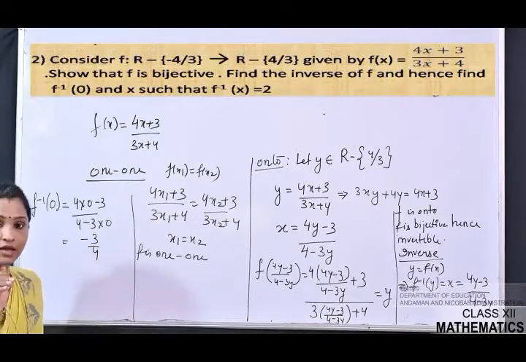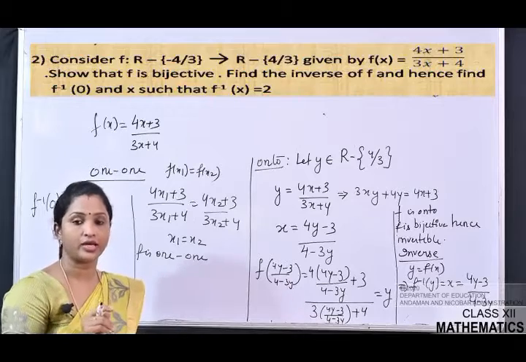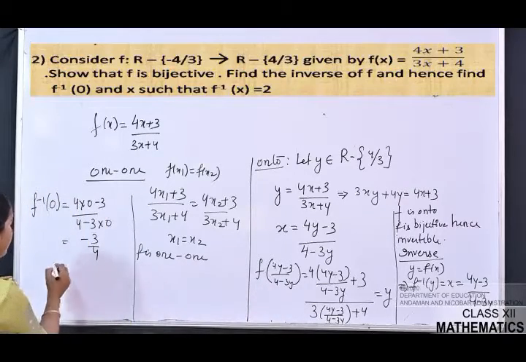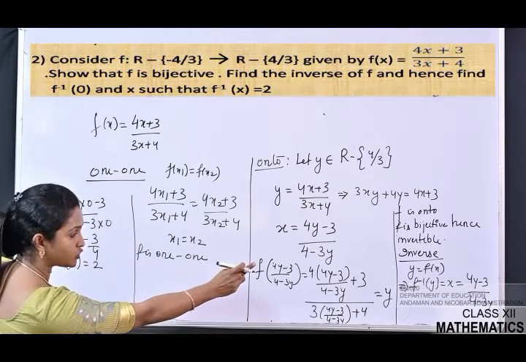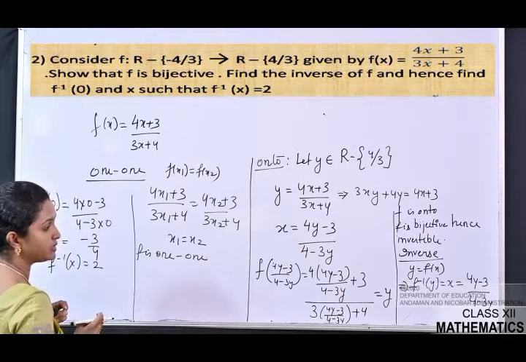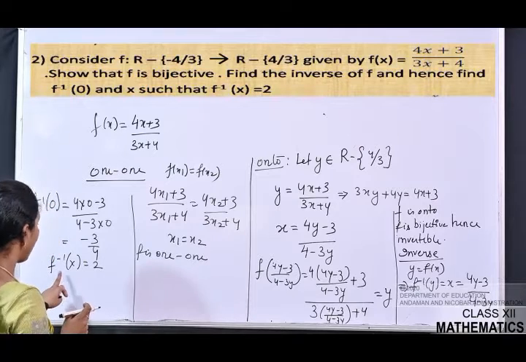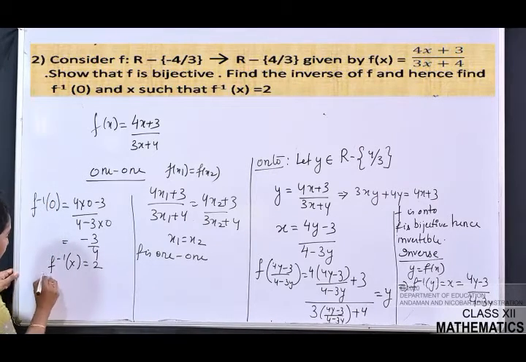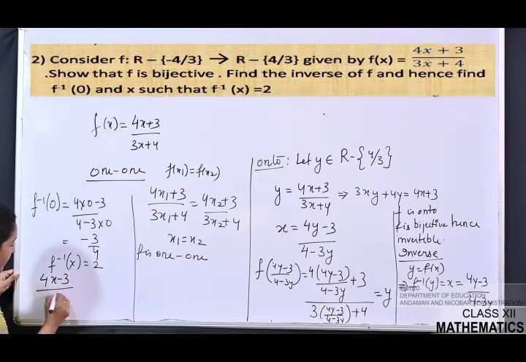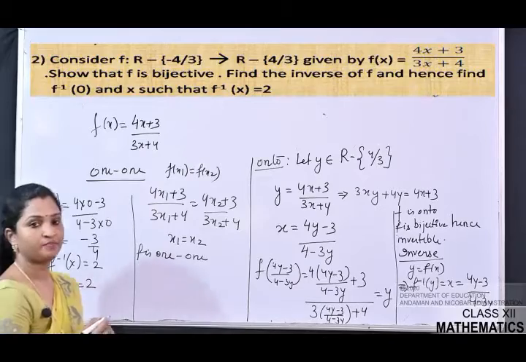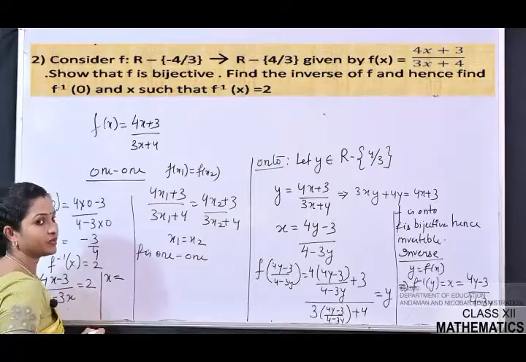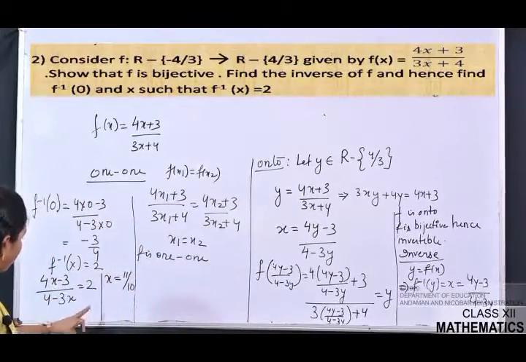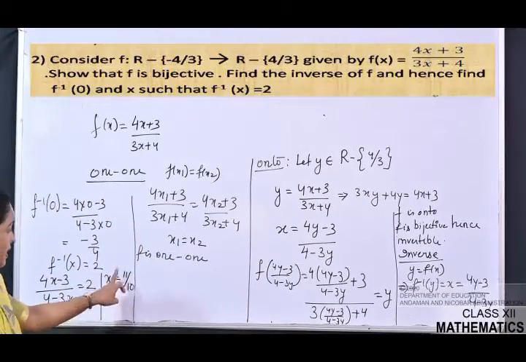Next, you have to find x such that f inverse of x is equal to 2. What you got for f inverse of y there? f inverse of y is (4y minus 3) by (4 minus 3y). So f inverse of x will be (4x minus 3) by (4 minus 3x) is equal to 2. So you have to simplify this and find the value of x. After simplification you will see that the value of x will be 11 by 10.